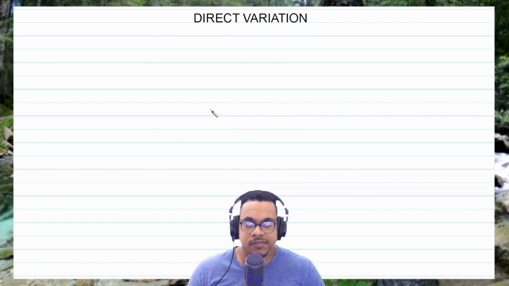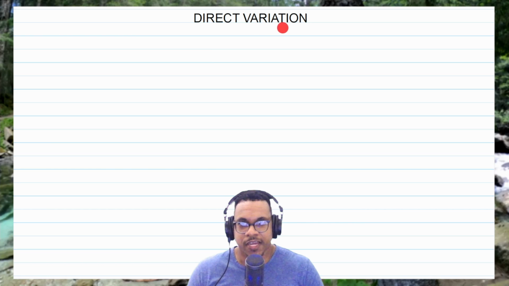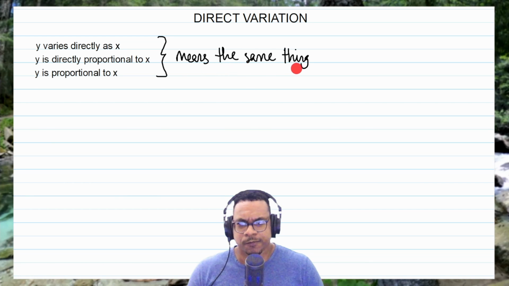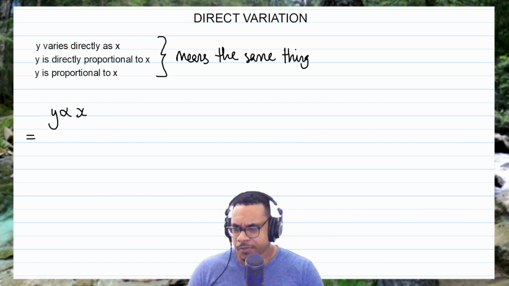We are going to be looking at direct variation and inverse variation. So first we'll start with direct variation. Now, saying that y varies directly as x, y is directly proportional to x, or y is proportional to x, just means the same thing. So if y varies directly as x, what we would write is y is proportional to x. And that would imply that y is equal to k times x, where k is your constant of proportionality.